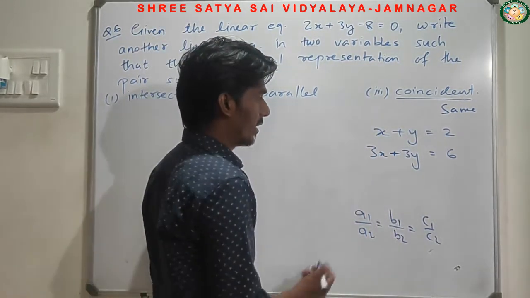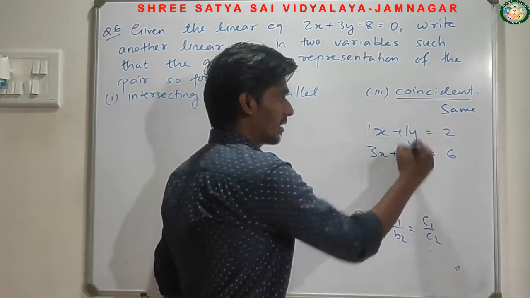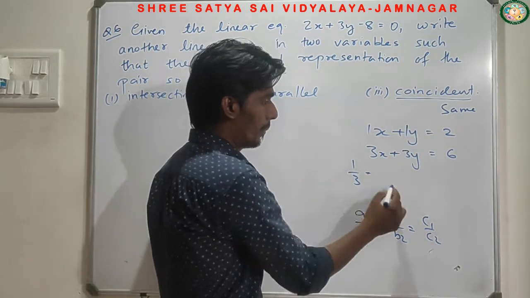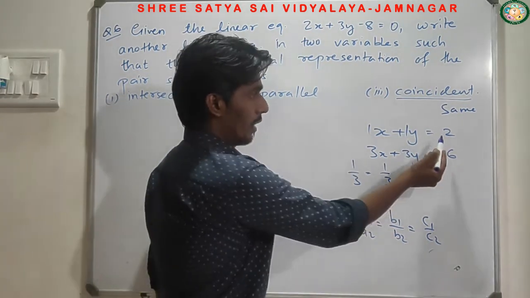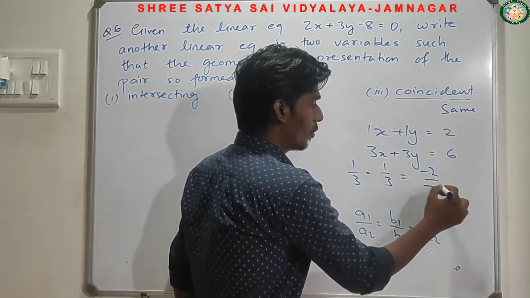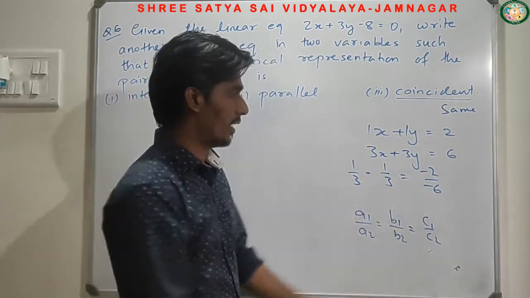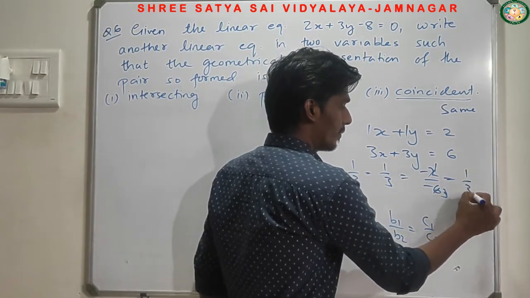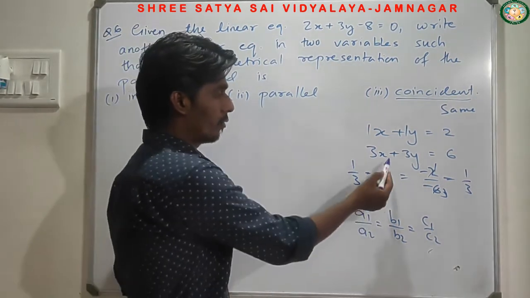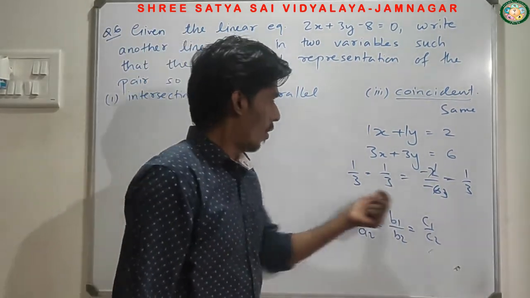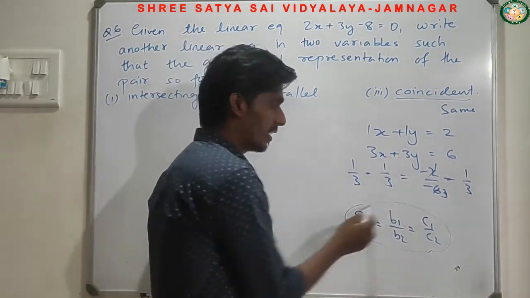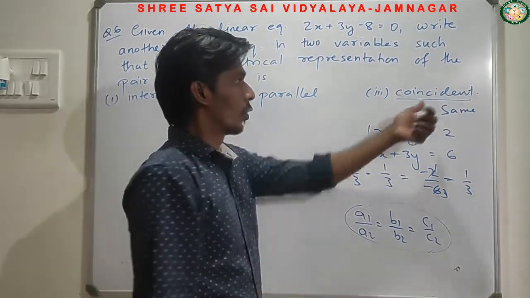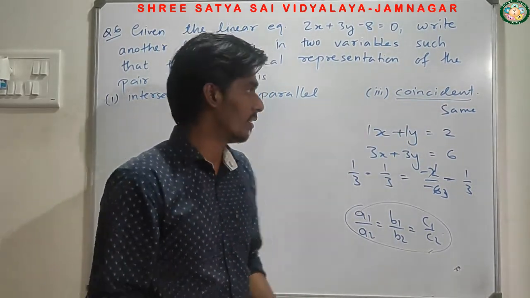These are definitely a pair of equations of the coincident type. Why? If you take out the ratio, if nothing is there it means 1. So what is a1 upon a2 here? 1 upon 3. What is b1 upon b2? 1 upon 3. Now c1 upon c2 क्या होगा? Minus 2 upon minus 6. Are they reducible? Yeah, they are reducible. 2 1s are 2, 2 3s are 6. Minus minus cancel. It's 1 by 3. So 1 by 3 equals 1 by 3 equals 1 by 3. All are equal, so it fulfills this condition. If this condition is fulfilled, then I can say that it's a coincident pair of linear equations.